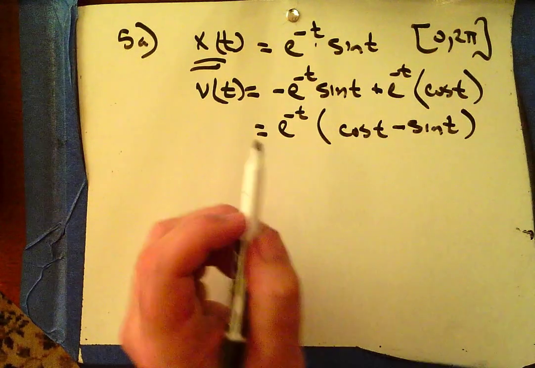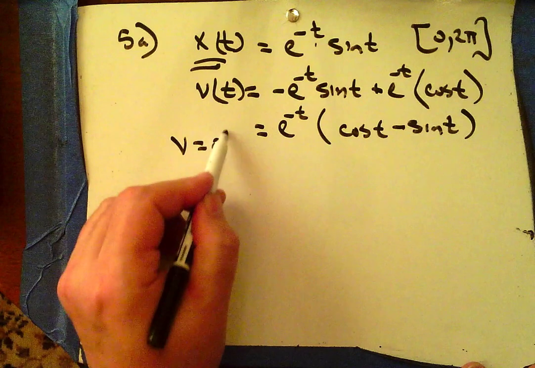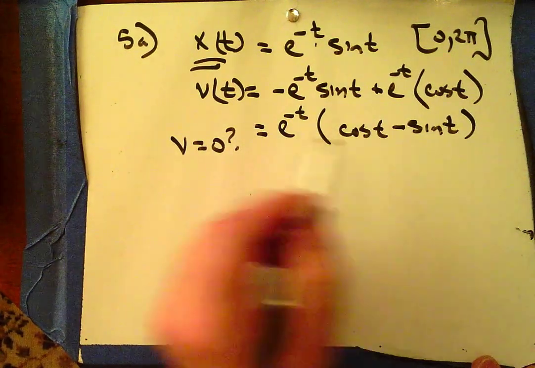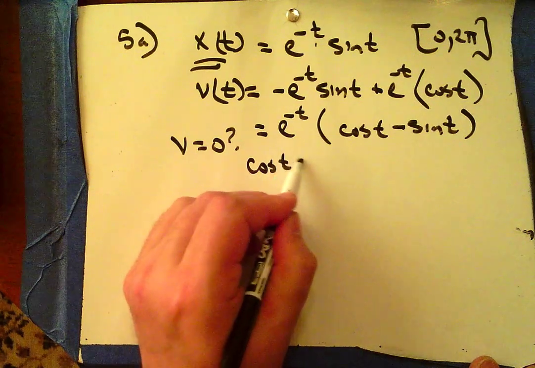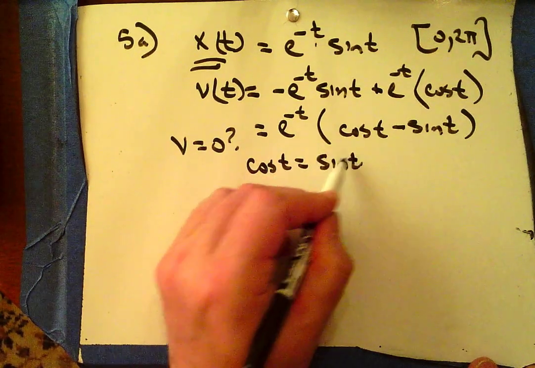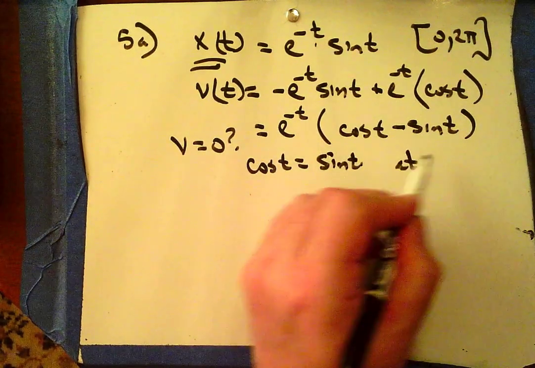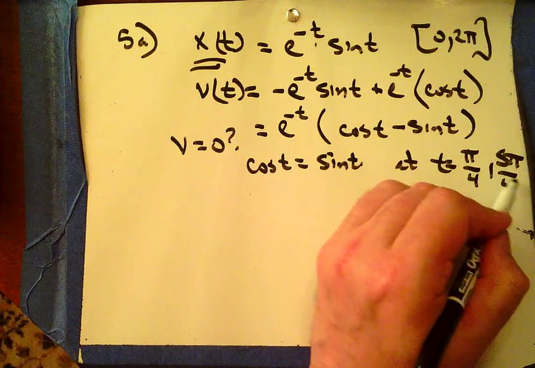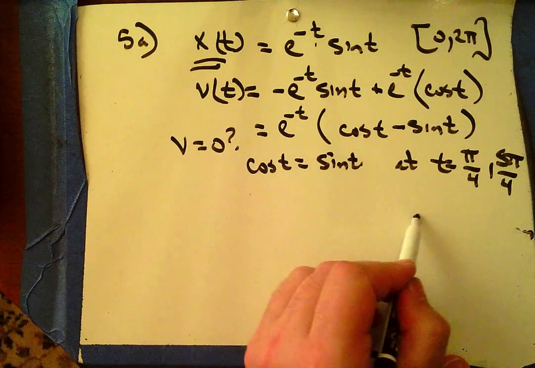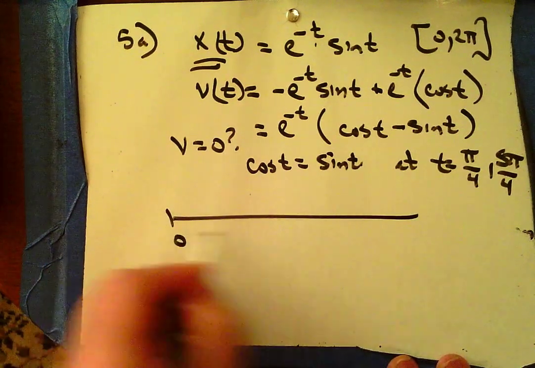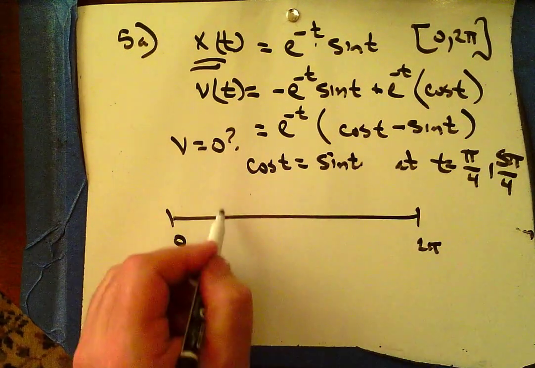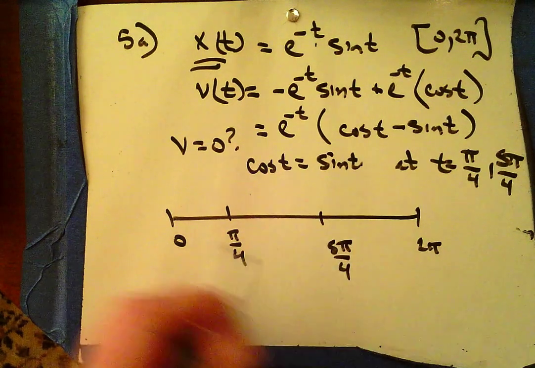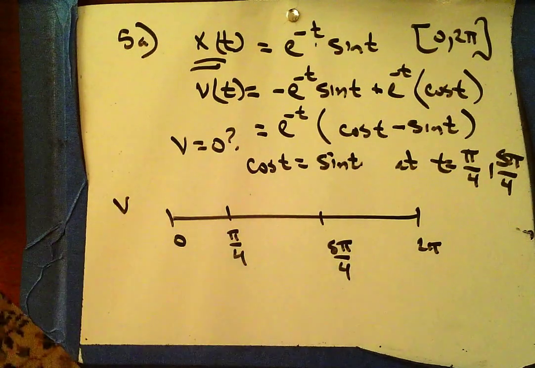Now, when is v equal to 0? Well, this is never equal to 0. This is equal to 0 when cosine equals sine, and that happens at t equals pi over 4 and 5 pi over 4. So I've got some critical values for 0 to 2 pi. They are pi over 4 and 5 pi over 4, and this is v.